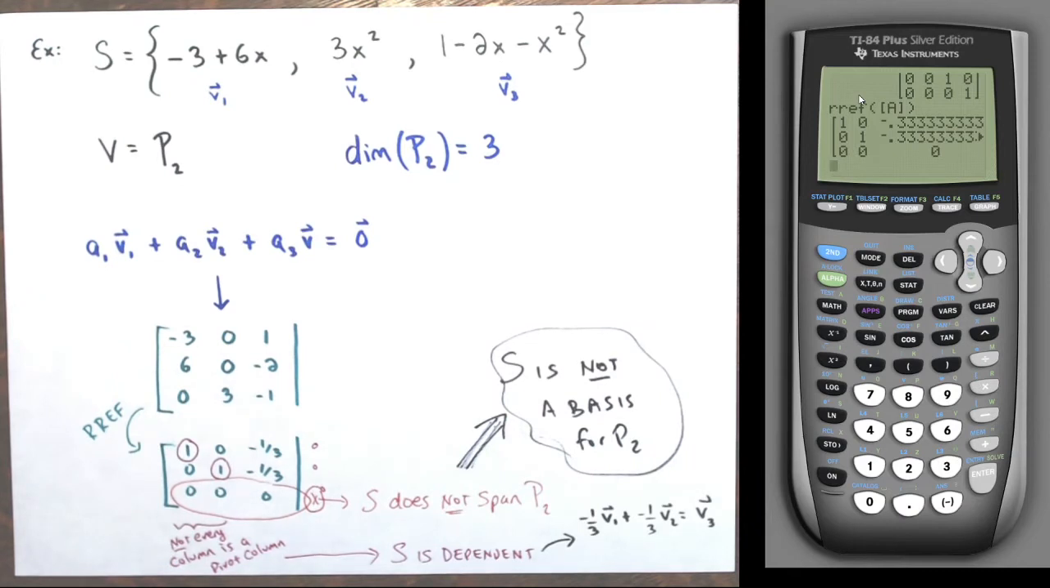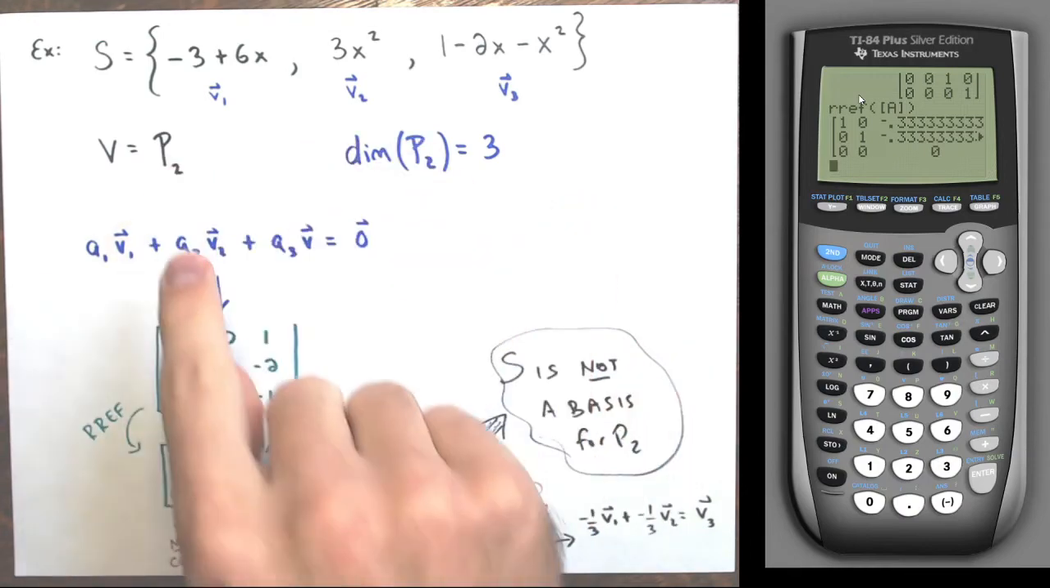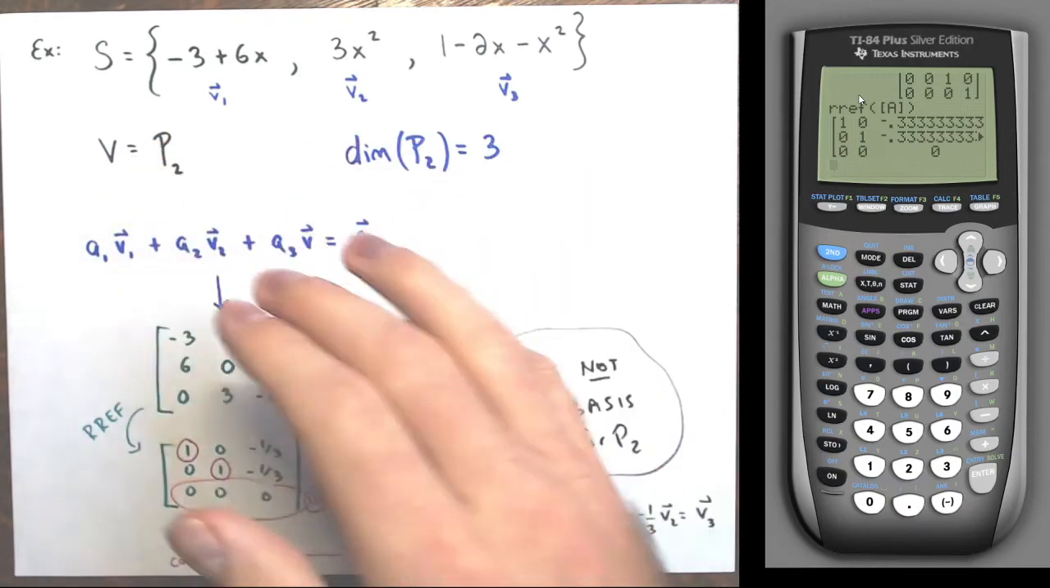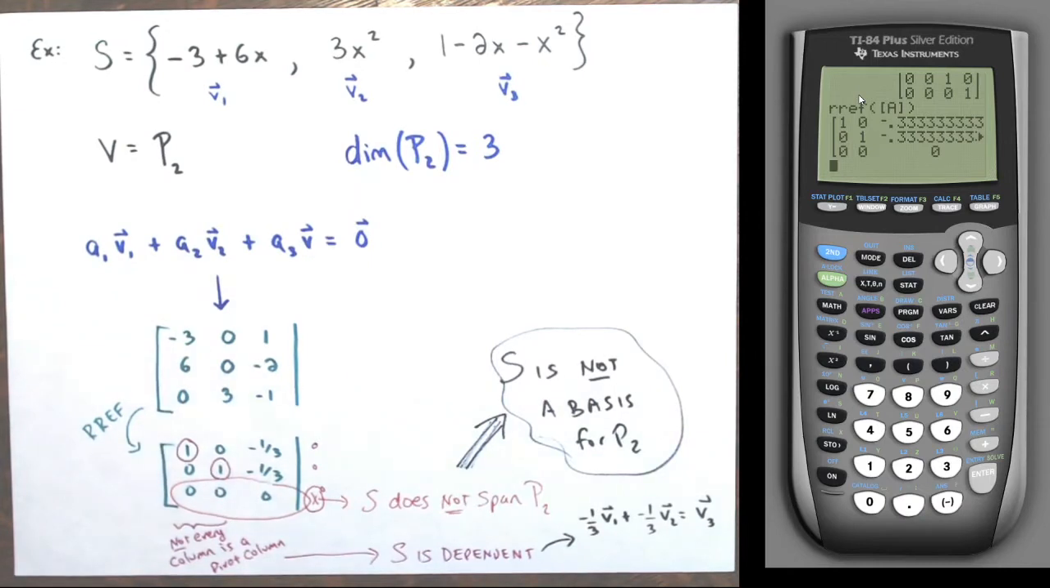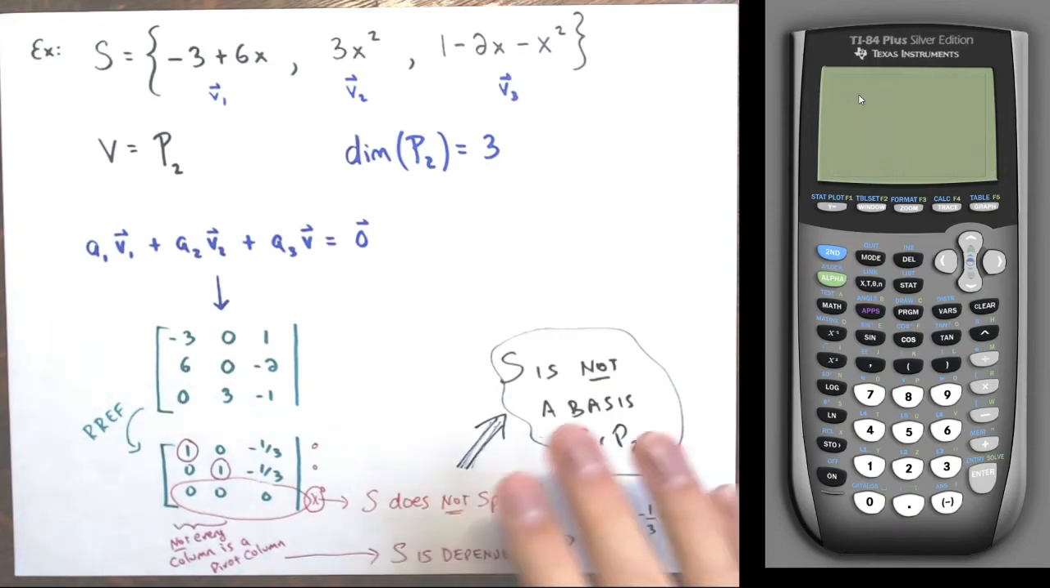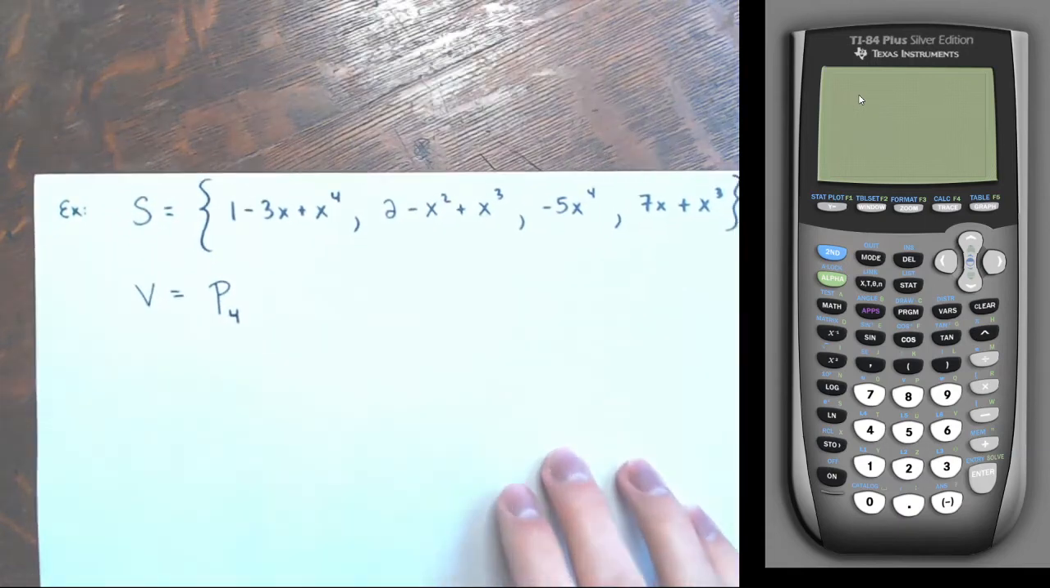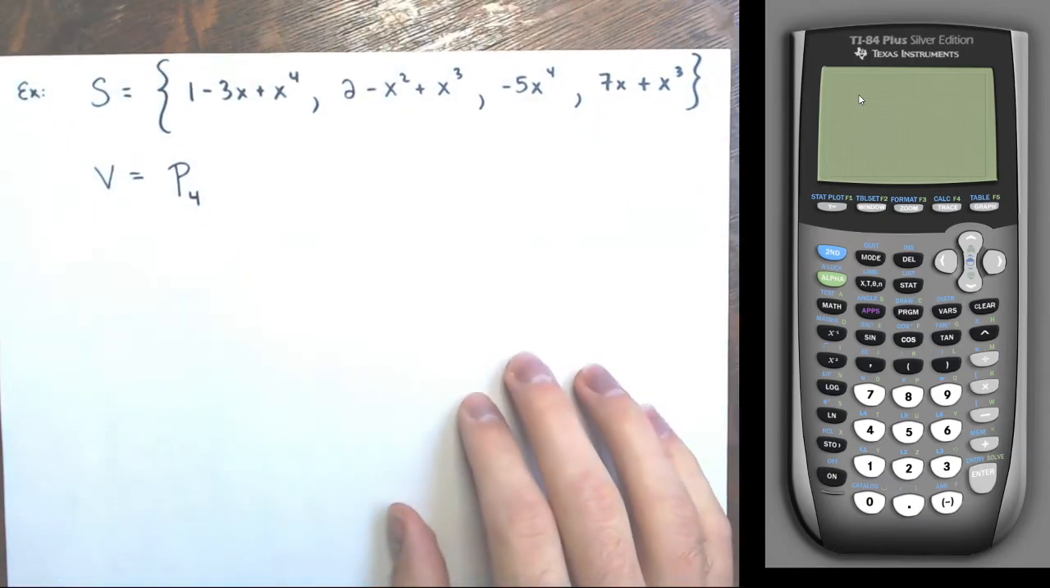But they don't build P2 though. It doesn't span, so there are vectors in P2 that are not linear combinations of these three. So again, be careful. Just because a set of vectors has the same number of vectors as the dimension of a vector space does not mean that it is a basis, but it could be, so you do have to check. Alright, and I've got one more here involving the polynomials, and then we'll get to some matrix examples.